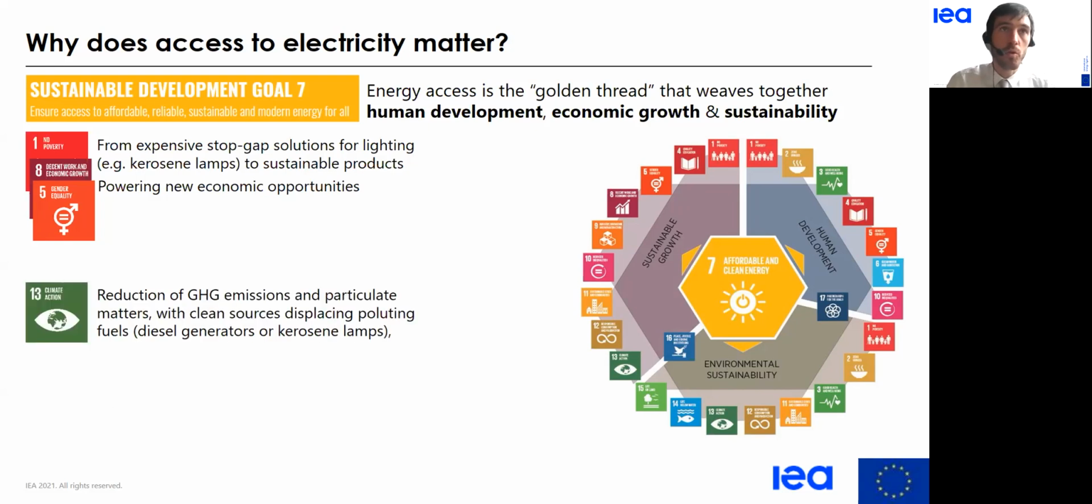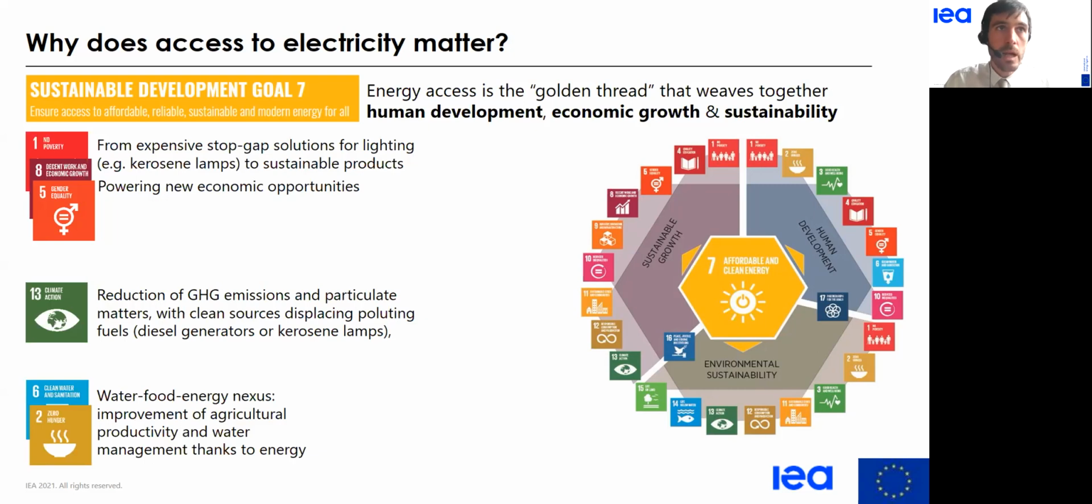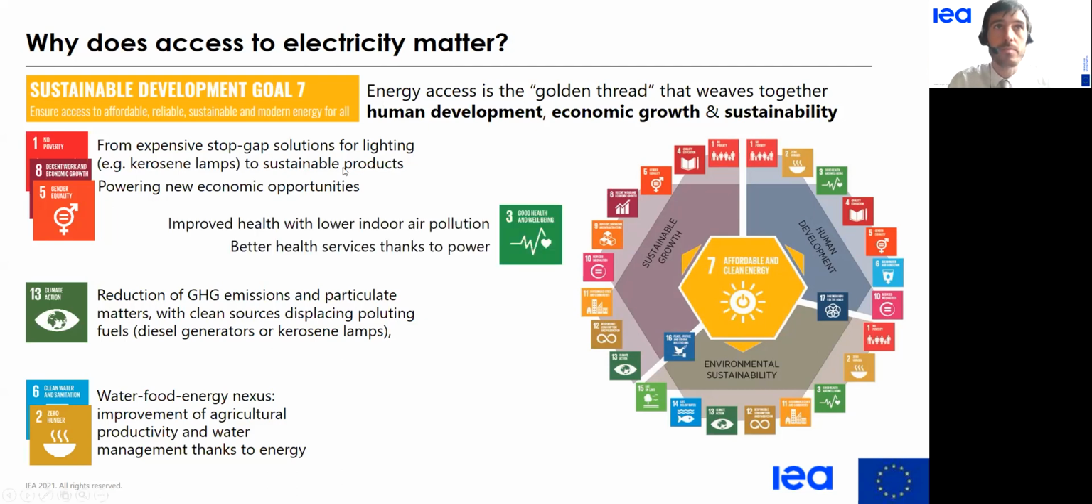Looking at climate, of course, we can reduce greenhouse gas emissions and particulate matter if we displace polluting solutions such as diesel generators and kerosene lamps and replace them with clean power from solar, for example. When we look at SDG 6 and 2, related to clean water, sanitation, and hunger, there is also a very strong water, food, energy nexus, where energy can bring improvements for agricultural productivity and for water management.